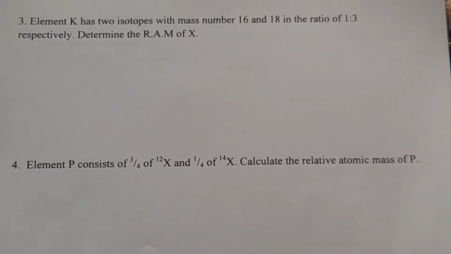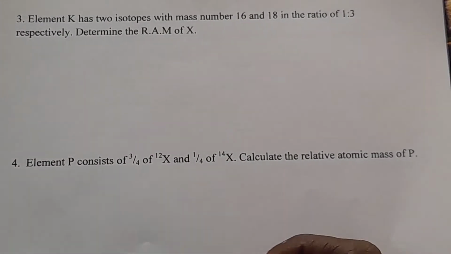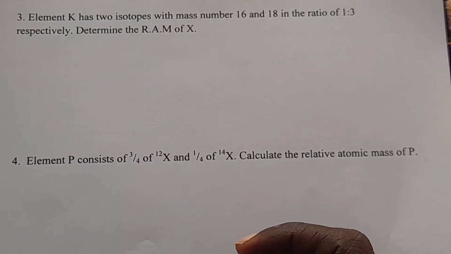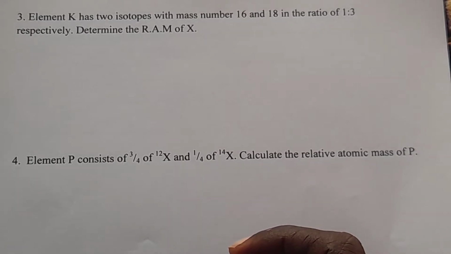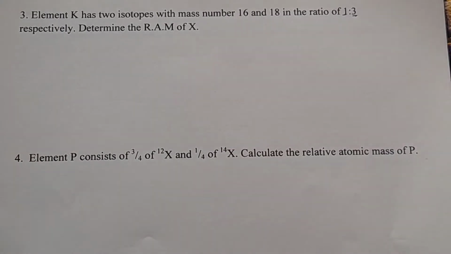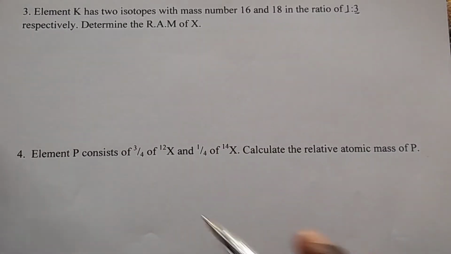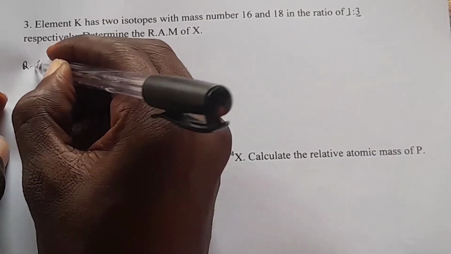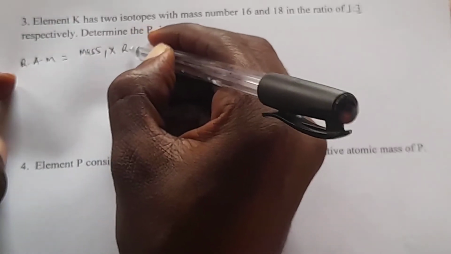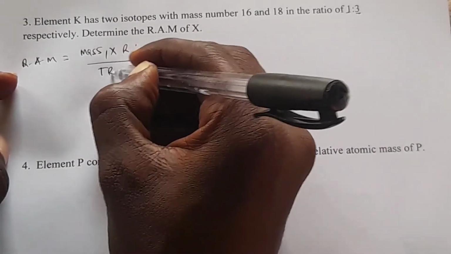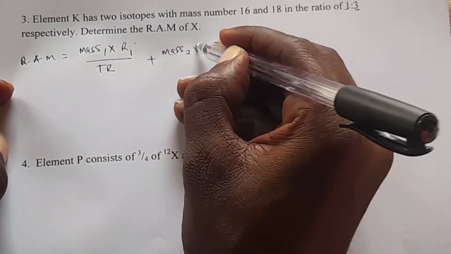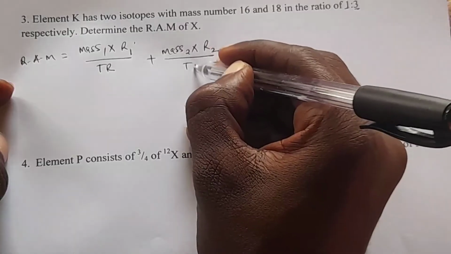In example 3, we are given element X has two isotopes with masses 16 and 18 in the ratio of 1:3 respectively. Determine the R.A.M of X. So here we are given the ratio form. So we have not been given percentage. So the formula will be very simple. You say R.A.M is gotten by mass number 1 times ratio 1 divided by the total ratio, where TR is the total ratio, plus mass number 2 multiplied by ratio 2 divided by the total ratio.